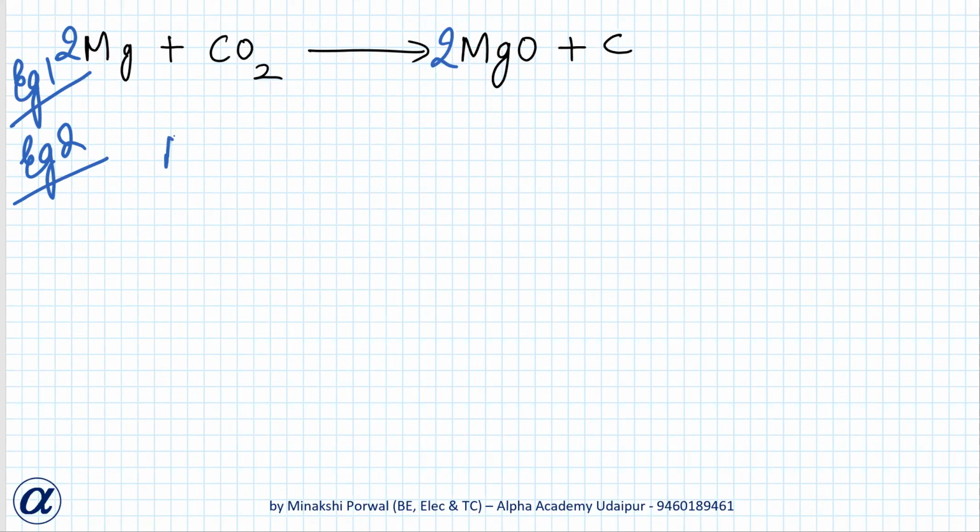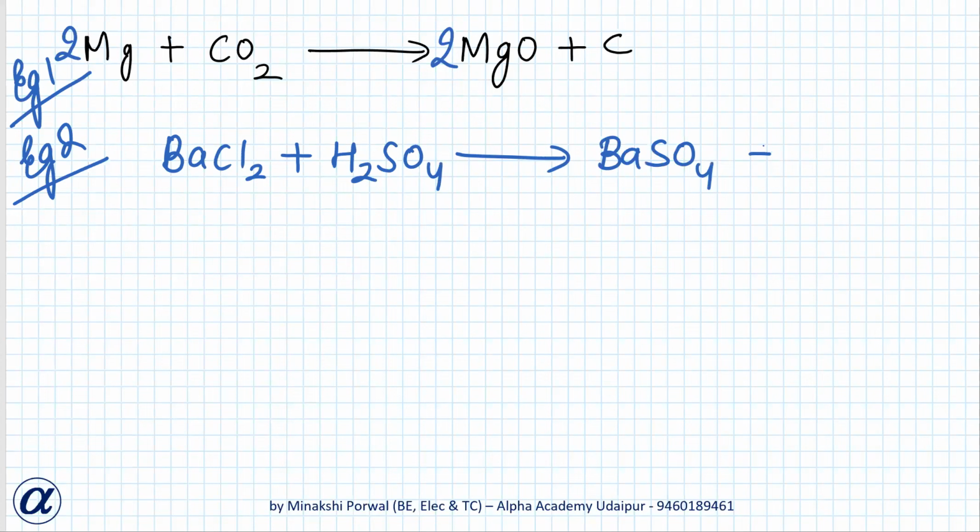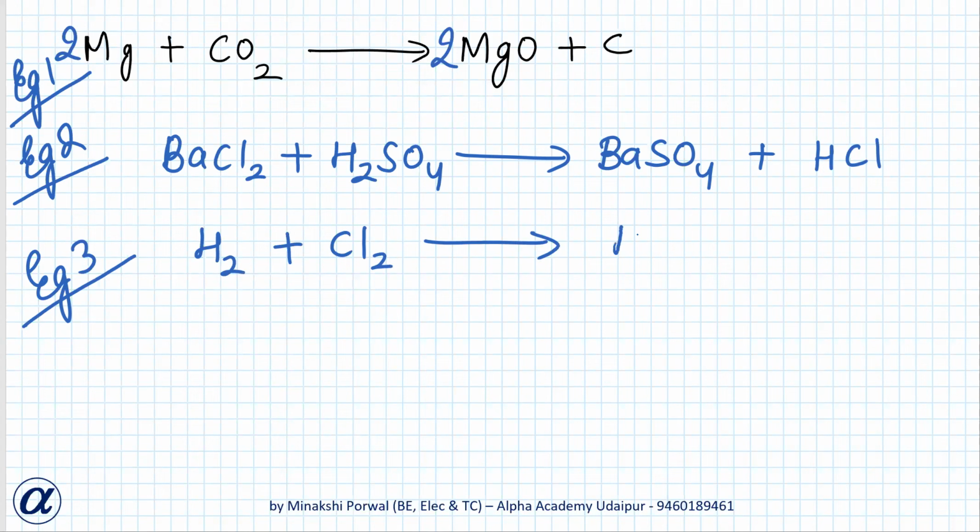Suppose we have another equation. Balance this. Okay, balance this. Ma'am, it will be 2 HCl. Okay. So only 2 HCl will be there. And ma'am, in the second and third ones also, just 2 HCl.